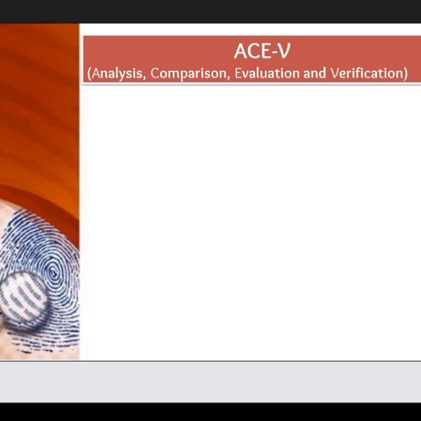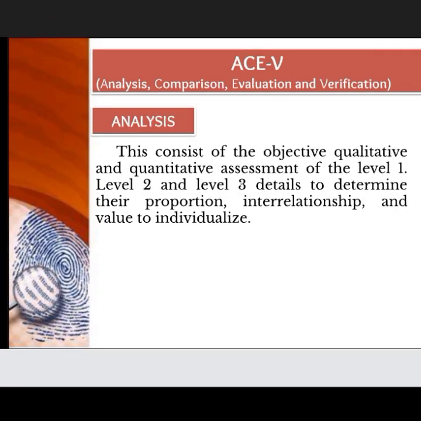So here are the 4-step process of the ACE-V examination method. First, analysis. This consists of the objective, qualitative, and quantitative assessment of the Level 1, Level 2, and Level 3 details to determine their proportion, interrelationship, and value to individualize.